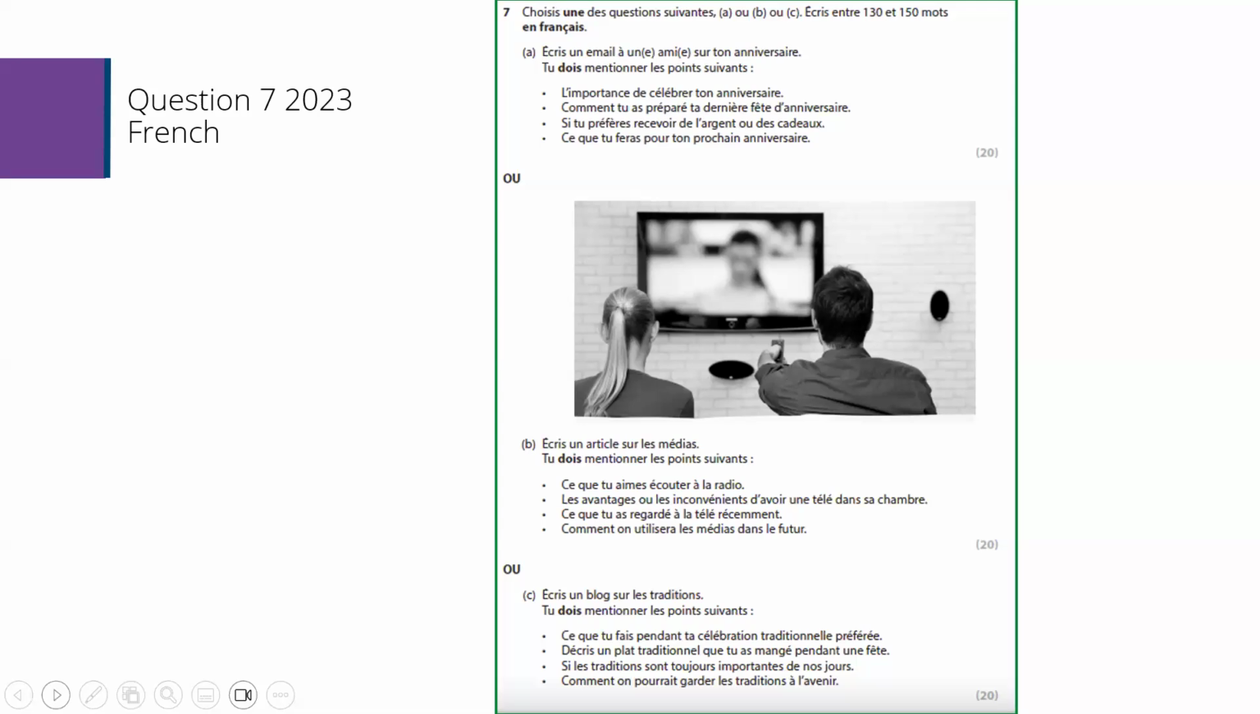So one of the things that the students really need to do before they start this task is to identify within the bullet points, particularly the time frame that they need to be writing about that particular issue in. Okay.